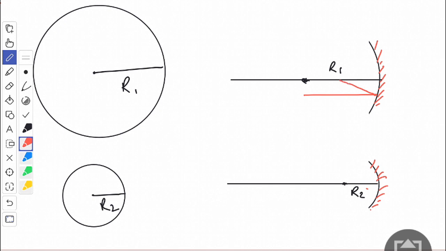Whereas here, if I take a ray like this, what will happen? Here the curvature is much higher, right? So this ray after reflection, what will happen? It will bend more, right?